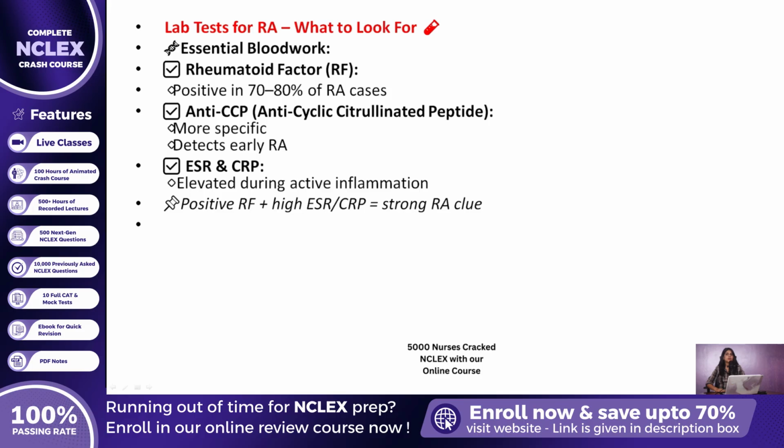So let us break it down clearly. For lab work, we usually start by checking for something called the rheumatoid factor. It is positive in about 70 to 80% of people with rheumatoid arthritis. But here is the thing, it is not always enough on its own. A more specific test is the anti-cyclic citrullinated peptide antibody, which can pick up the disease even in its early stages. We also look at inflammatory markers like erythrocyte sedimentation rate and C-reactive protein, which tend to be elevated when there is active inflammation in the body.